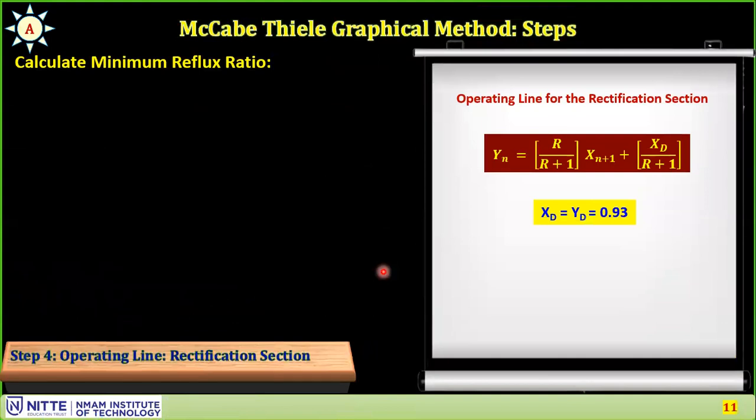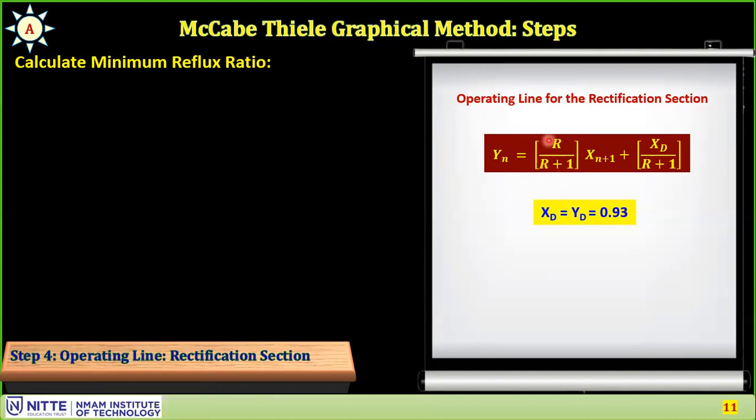Right, in step number 4, we are going to draw the operating line for the rectification section. For the rectification section, it's a straight line. This is the operating line equation. y is equal to slope into x plus intercept. Again, we know it already. We are a bit familiar with drawing these kinds of equations. That is, given the slope and intercept, you can draw the line. Given 2 points, you can draw the line, right?